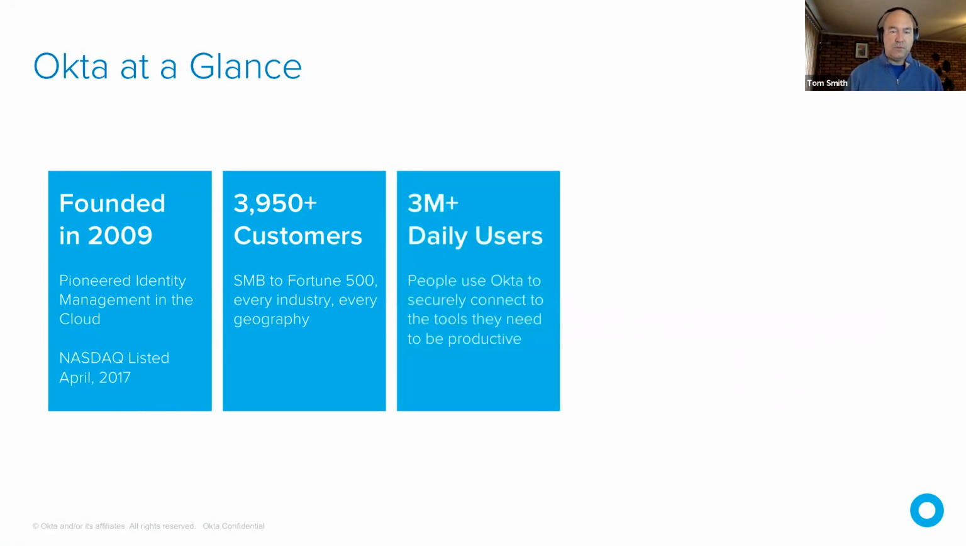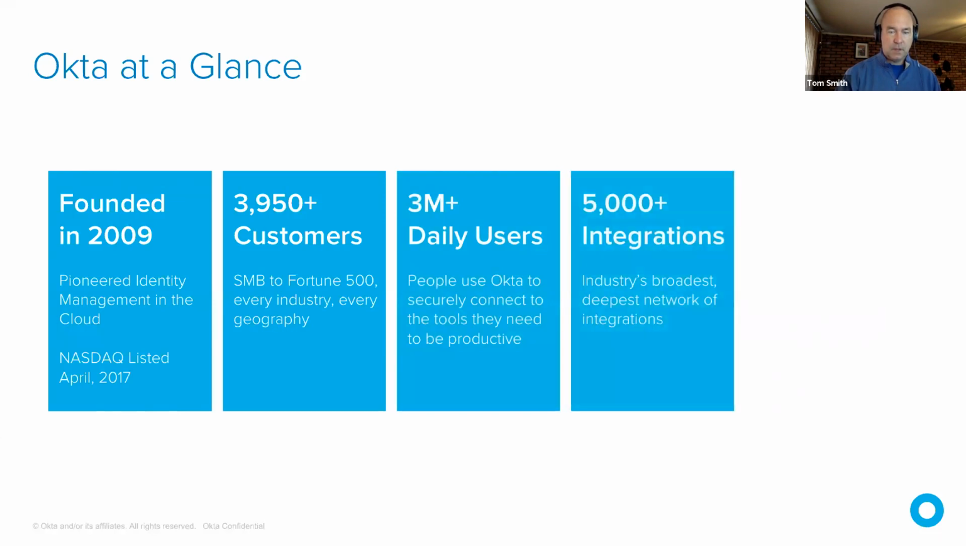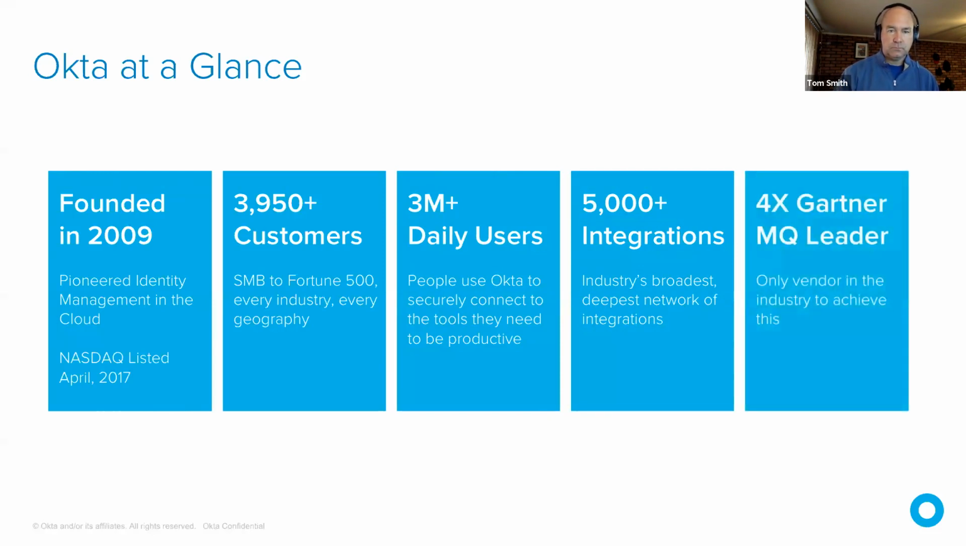We have more than 3 million users who use our service every day, from employees to partners to customer end users. And we have more than 5,000 pre-built integrations. And those integrations are built on industry standards like SAML, OAuth, OIDC, and SCIM. And finally, we are, for 4 years running, the leader in the Gartner Magic Quadrant in identity management. So very proud of that.